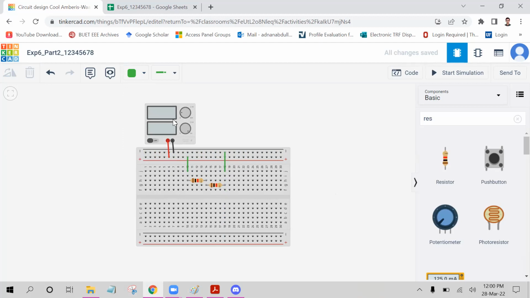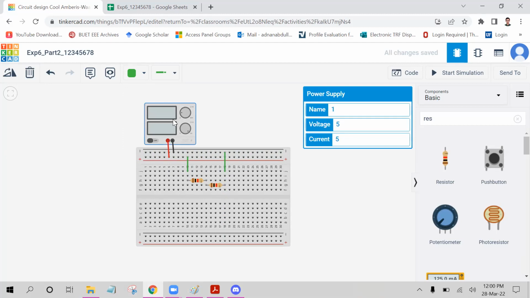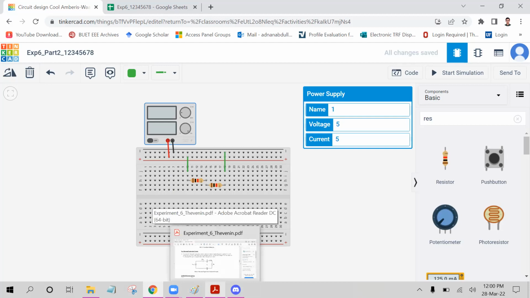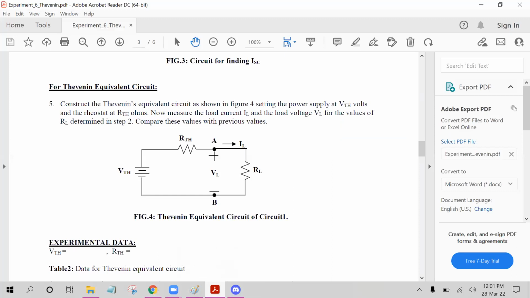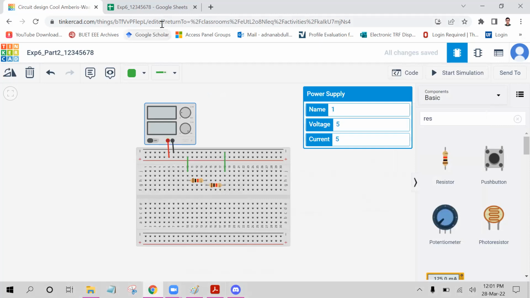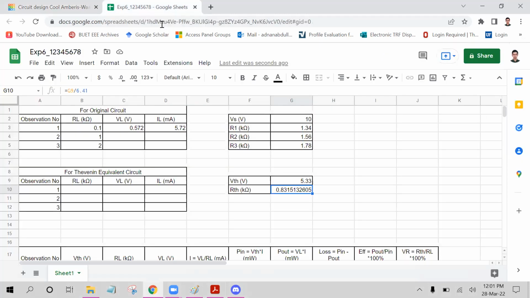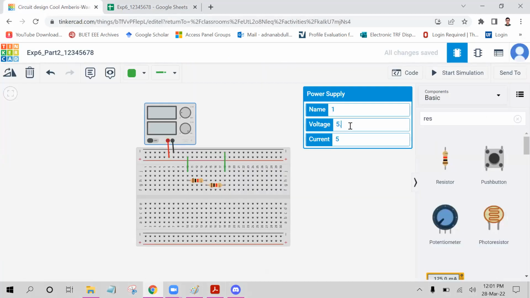Now please answer. What will be the value of the power supply? 5 volt, 10 volt, or what? Someone please tell me. Sir, Thevenin. It won't be the same for everyone. It will be the Thevenin value that you just found from your previous circuit. In my case, the Thevenin was 5.33 volt. I am going to write it here. Please observe what your Thevenin was and set the power supply accordingly.